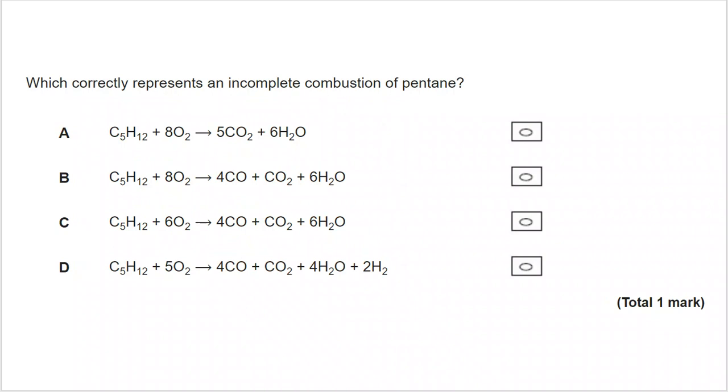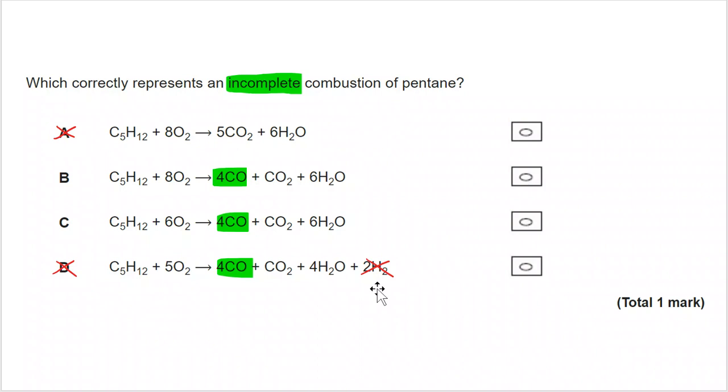So which correctly represents an incomplete combustion of pentane? Well, in the first instance, they are all pentane, so that's absolutely fine, but we want incomplete combustion. So I've highlighted where the products of incomplete combustion are evident. It can't be A, this is complete combustion. We've made CO2 and water. What I can then do is disregard D, and I'm going to remove D because we don't make hydrogen as a product of combustion, be it complete or incomplete.